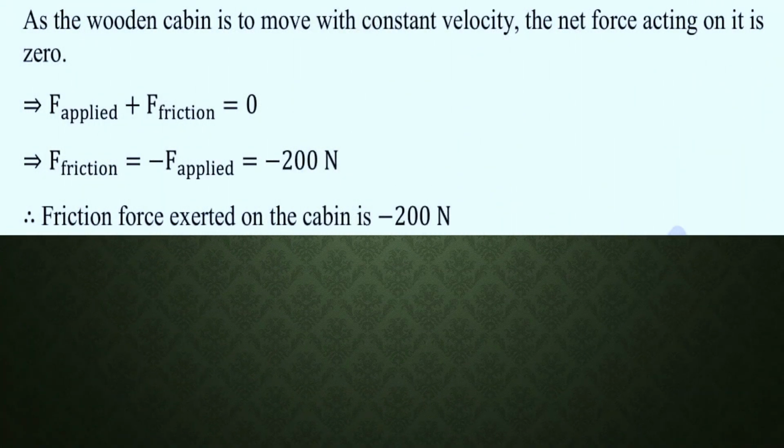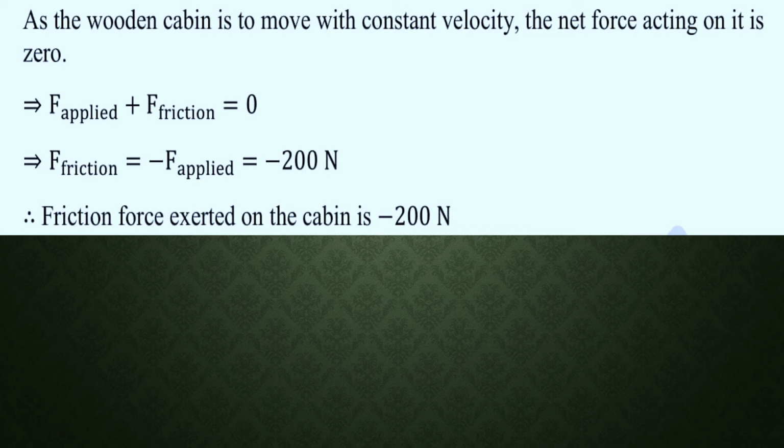According to Newton's first law of motion, an object can be in uniform motion in the absence of an external unbalanced force. So in uniform motion, you know that the velocity remains constant. So here, if you want to move this wooden cabinet with constant velocity, the total force acting on this wooden cabinet should be 0. That means the sum of the force applied on the wooden cabinet and the force of friction should be 0.